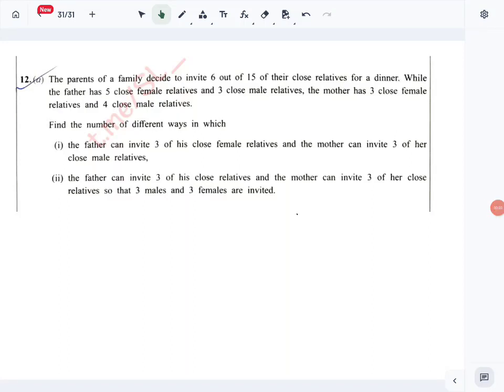Okay, so now let's look at question number 12, part A of the Combined Mathematics 2024 A-level paper. Right. So the first part is from combinations and permutations. They have told us parents of a family decide to invite 6 out of 50 of their close relatives for a dinner, while the father has 5 close female relatives and 3 close male relatives. So let's write that down.